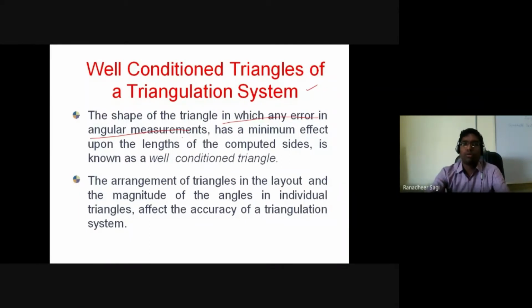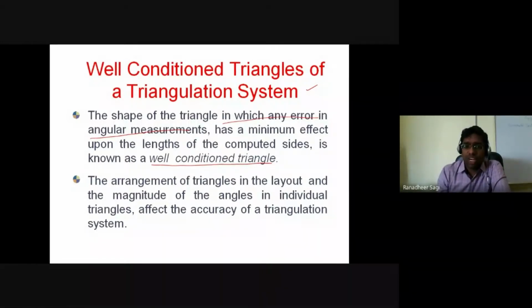So the error you had when measuring the angles should not get maximized in the process of calculating the lengths of the unknown sides of that figure. That is one important criterion you should keep in mind. Only when the error is not getting maximized is such a triangle, such a figure, called a well-conditioned figure, or the route you are following is a well-conditioned route.